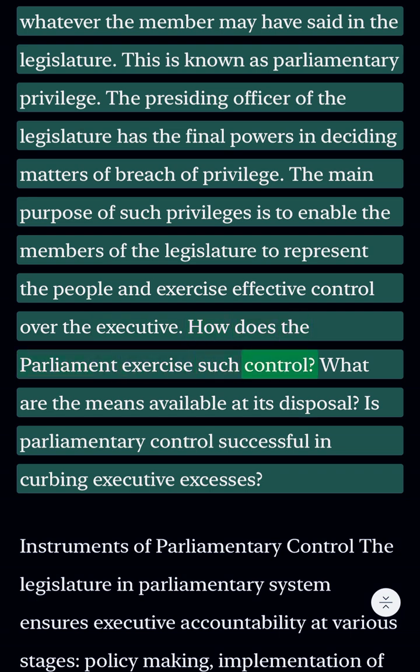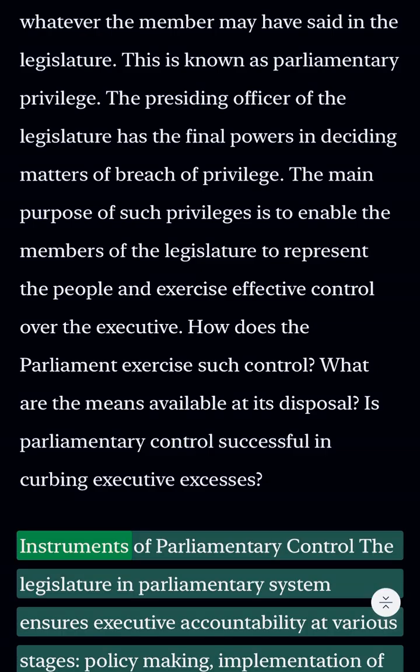How does the Parliament exercise such control? What are the means available at its disposal? Is parliamentary control successful in curbing executive excesses?